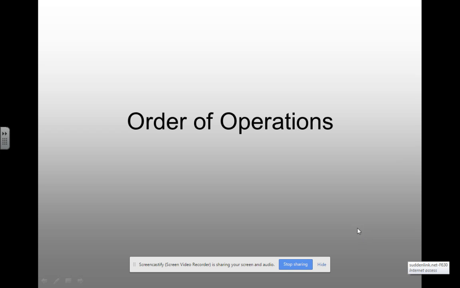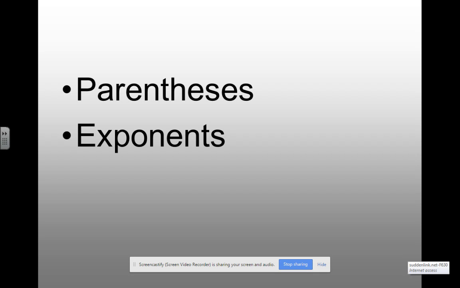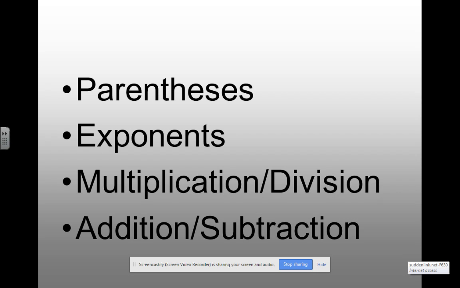Hey guys, today we're going to be talking about the order of operations. You may have heard about the order of operations back in 5th grade, and you probably were told about Please Excuse My Dear Aunt Sally, a great way to remember the order. Each one of those P, E, M, D, A, and S stands for a mathematical process that you will need to do. And that is parentheses, exponents, multiplication and division, and then addition and subtraction. That is our actual order of operations.